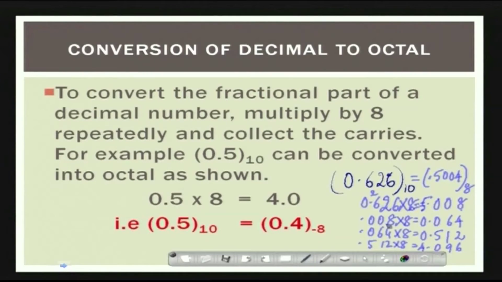That 0.008 alone I am multiplying by 8 to get 0.064. Again that 0.064 is multiplied by 8 and I get 0.512. 0.512 when I multiply, I am getting a carry 4. So, what I have done is, I have just taken the carries alone and written 0.5004, which is the conversion of 0.626 in the decimal number system to the octal number system. So, this is what you should bear in mind, you should not keep doing it again and again. You can continue, but that is of no use.